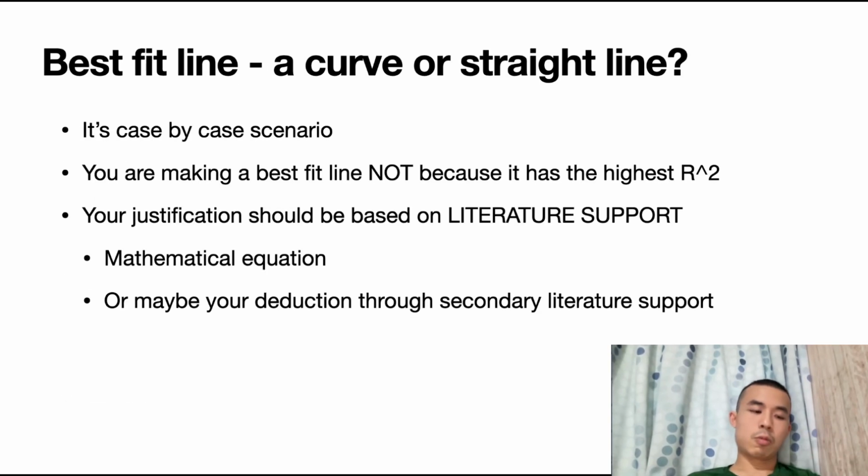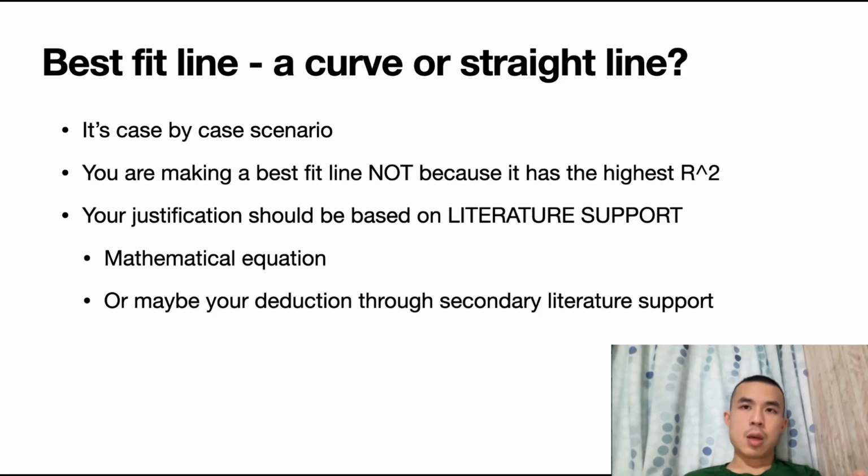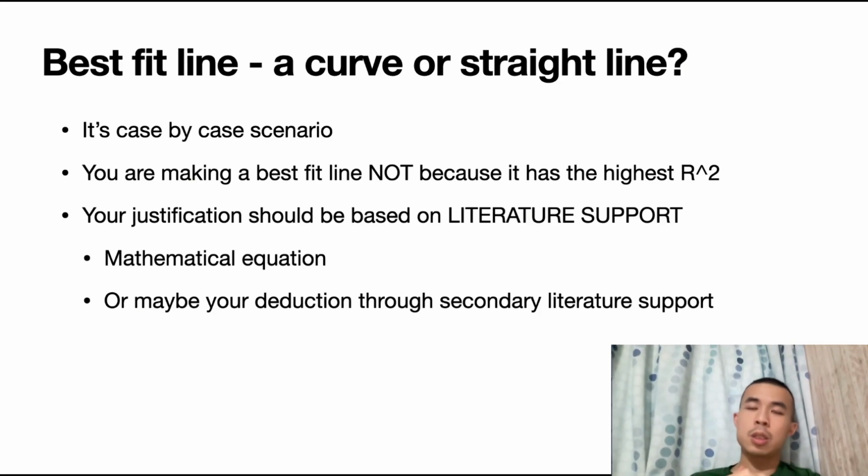Students do ask me whether the best fit line should be a curve or a straight line. I would say it's a case by case scenario. But the rule of thumb is that you are not making a best fit line simply because it has the highest R squared. A lot of people would say that, compared to clicking linear, the power one seems to have a higher R squared, so it should be a curve instead of a straight line. In this case, I would say it's not good.